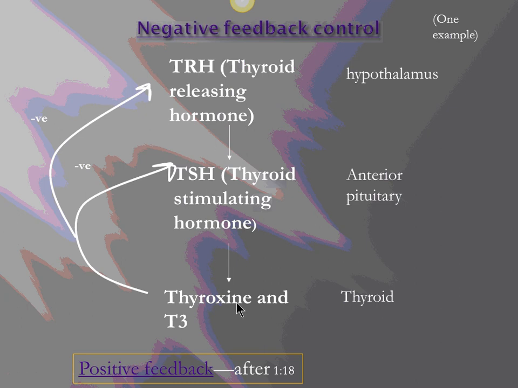Otherwise, hormone levels would keep on increasing and you would end up with a state of hypersecretion. Then when hormone levels fall, that negative effect goes off and the cycle starts again. So that's why our hormone levels fluctuate throughout the day. So this was a negative feedback response. This was one example. So let's look at this in the pituitary.